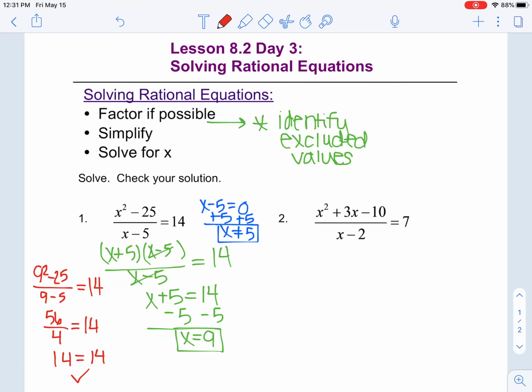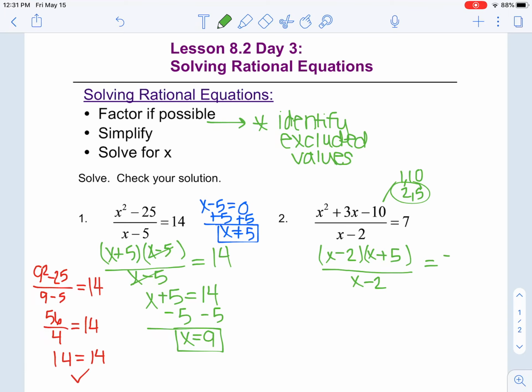Okay, next, number 2, we're going to start by factoring. So I'm going to factor the numerator into two binomials. We've got x and x, and then the factors of our c value are 1 and 10 or 2 and 5. And we want to make sure that they add up to our middle term, which is 3. So for this problem, I'm going to use 2 and 5. Then make sure they add up to a positive 3. So I would need my 2 to be negative and my 5 to be positive.